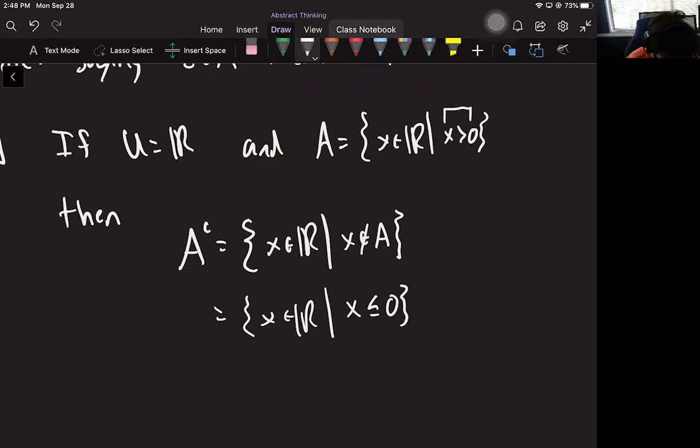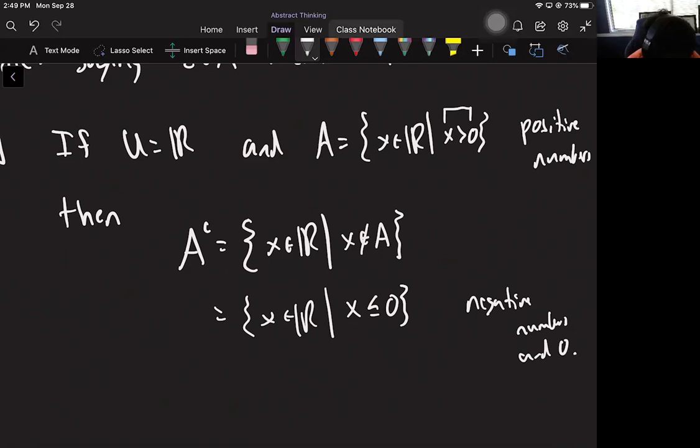So X has to be less than or equal to 0. But that's sort of overcomplicating it a little bit. This is just saying positive numbers. So what are the things that are not positive numbers? Negative numbers. And also 0 is not positive.